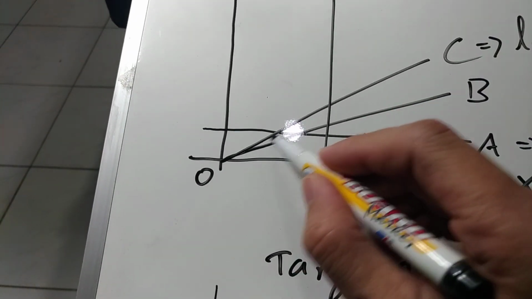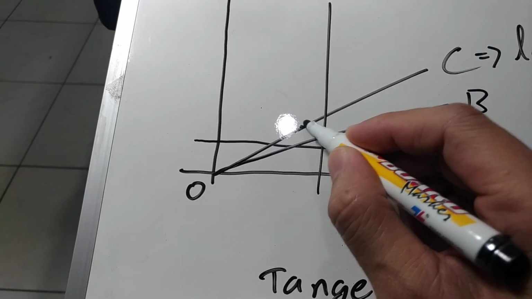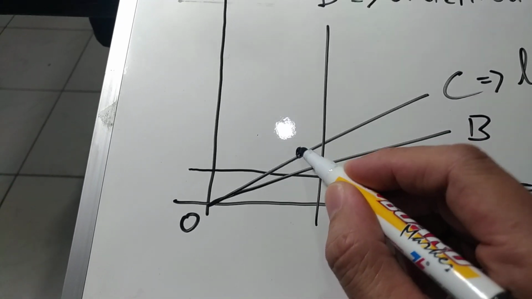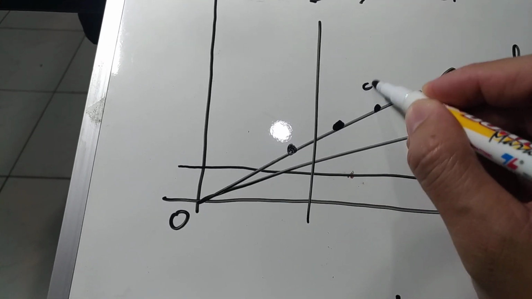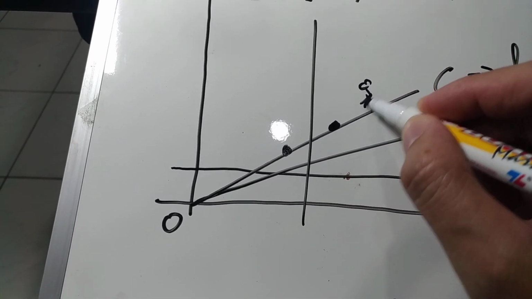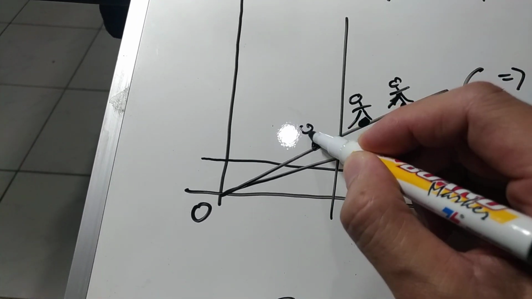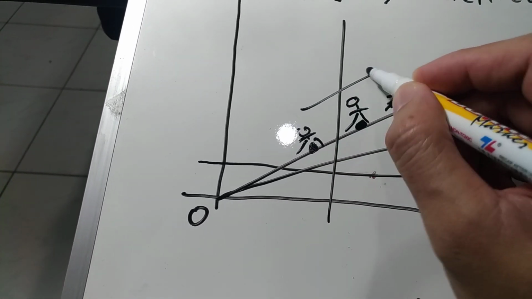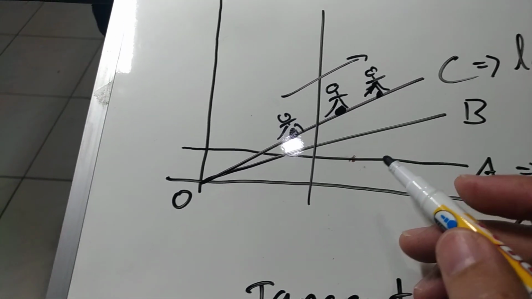Now, the slope of the line, if it's a straight line, is the same. Let's say at this point, the slope will be the same as this point. So when you keep walking uphill, it's all the same. The steepness of this hill is all the same. Let's say you're walking that way, okay? So the steepness is all the same.